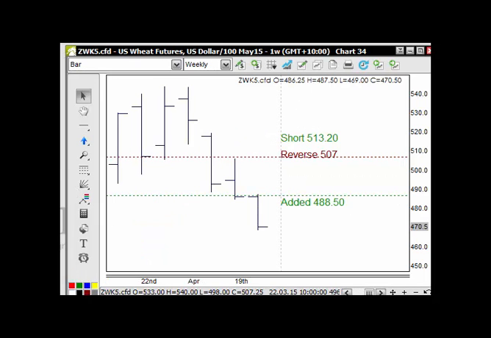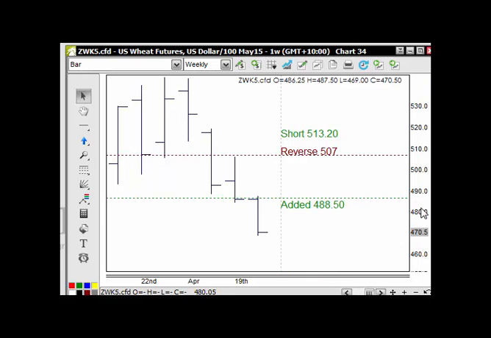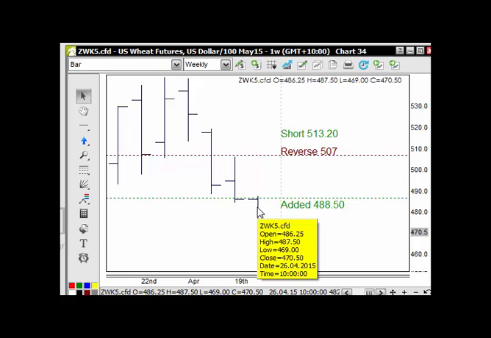The wheat market is moving down further. It's nice to see it move through 480 because it's a minor level. Next week we'll look to add on this as well, and we'll also be bringing the reverse order down to this particular high here. So all going very well there.